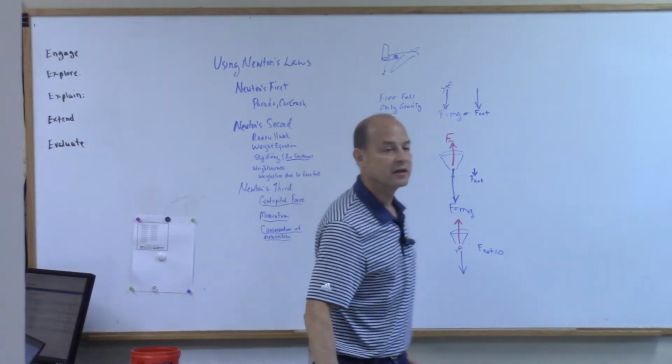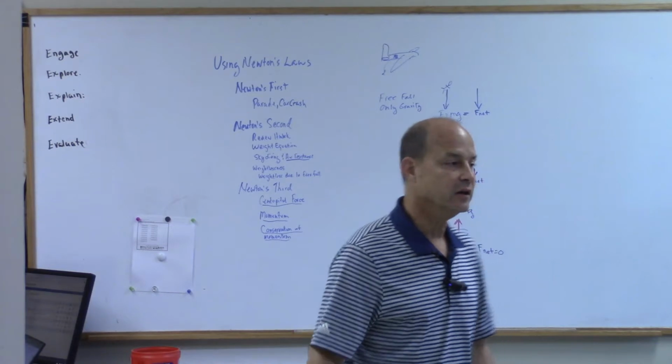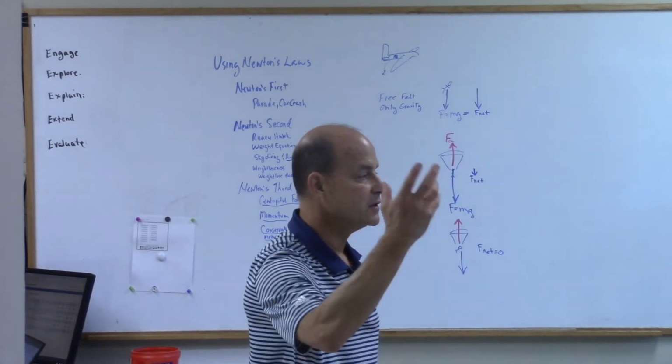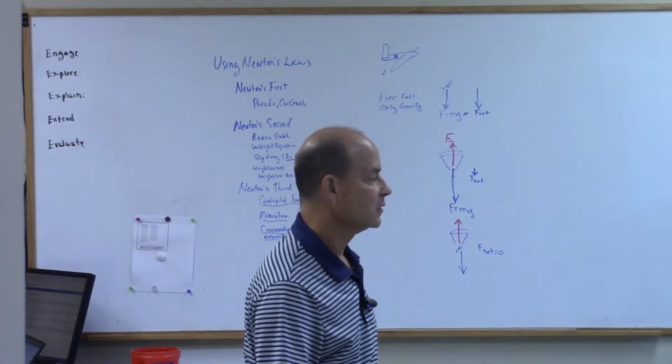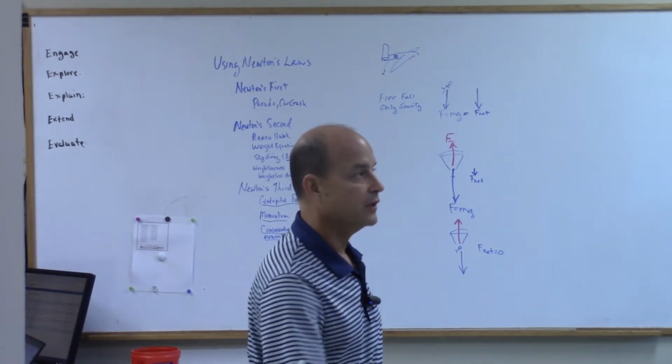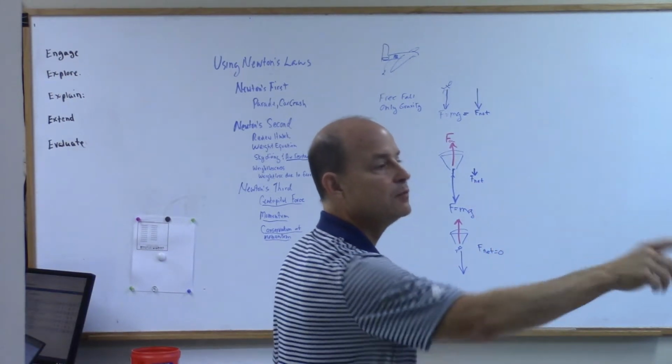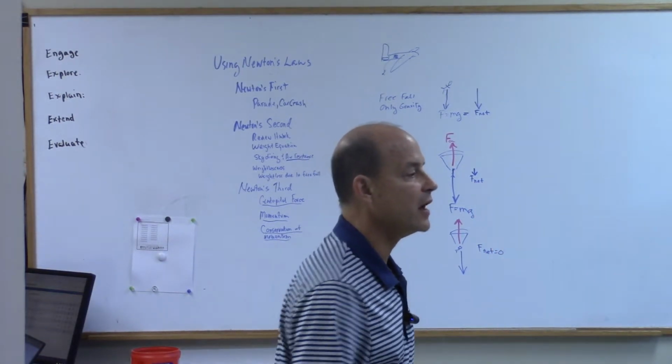Does that mean that the skydiver stops falling from the sky? If the forces of air resistance and the force of gravity are equal? Does that mean he's just stuck up there floating? No. He's moving at a constant speed. Exactly right.